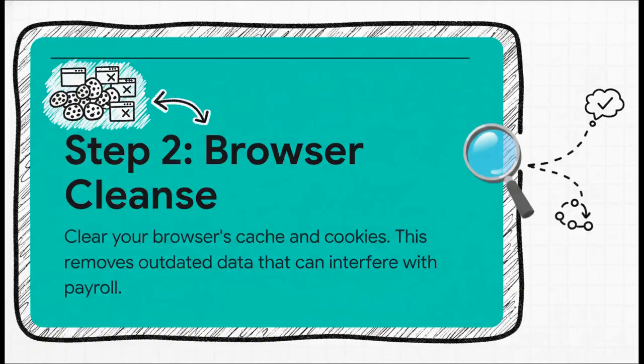All right, step 1 is in the books. Now for step 2, what I call the browser cleanse. You see, QuickBooks uses your browser to talk to the internet. But over time, your browser gets all cluttered up with old data, cache, cookies, all that digital junk. Sometimes that junk gets in the way and messes up the connection. Clearing it out gives QuickBooks a nice, clean line to communicate.